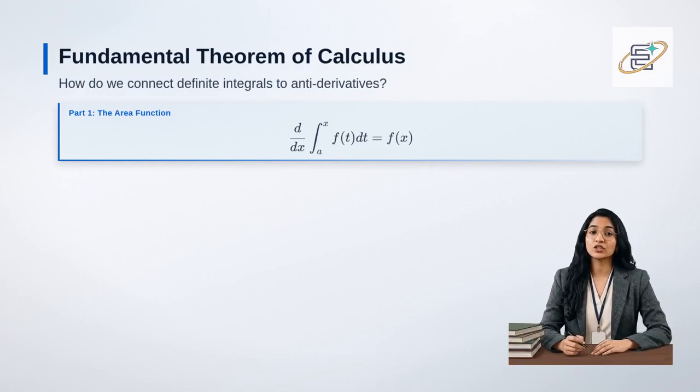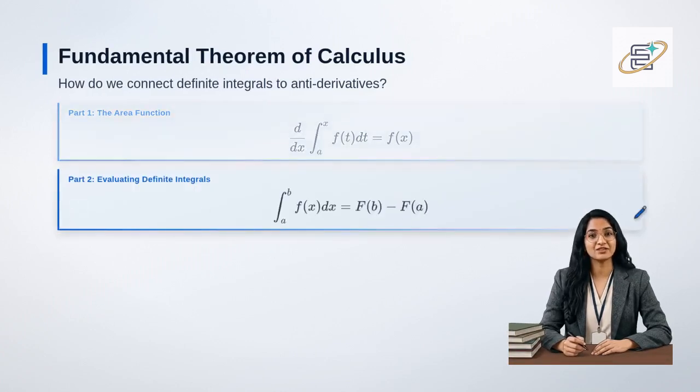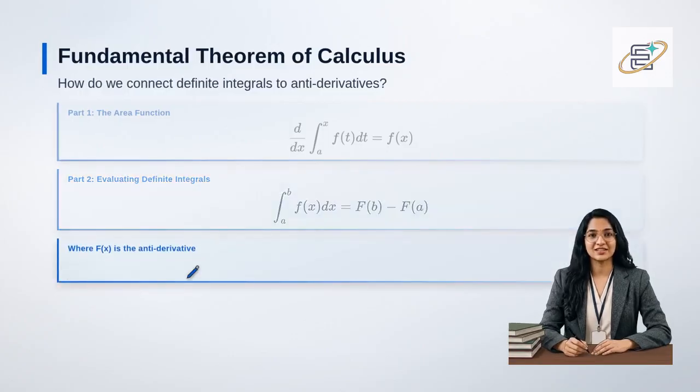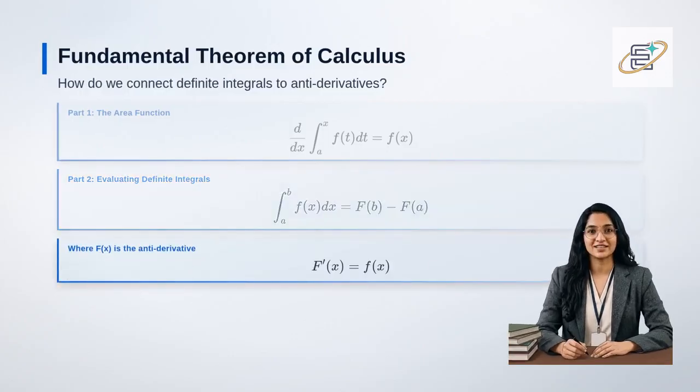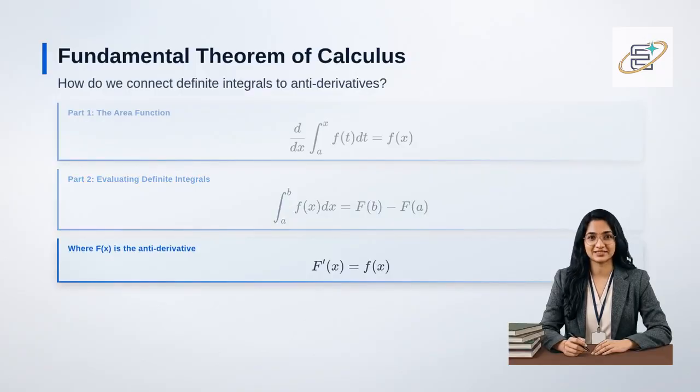This proves that differentiation and integration are inverse operations. They undo each other. Part 2 is the practical tool you will use every day. It tells us that to evaluate a definite integral from a to b, you do not need to add up infinite rectangles. Instead, you just find the antiderivative, plug in the upper limit b, and subtract the value at the lower limit. Here, capital F represents that antiderivative. This means that the derivative of capital F gives you back your original lowercase f function. This elegant theorem turns complex area calculations into simple algebraic evaluations.